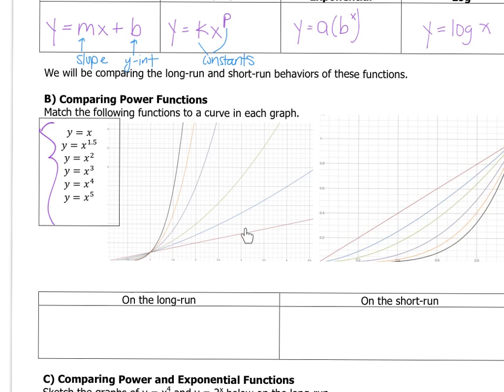And then over here, the two different graphs are really actually the same graph. The first one is more on the long run, so this would be looking at them on a zoomed out scale. And the second one, you can see where this is coming from. If we take this portion of the graph and blow it up, that's what we have over here. So this would be on our short run.